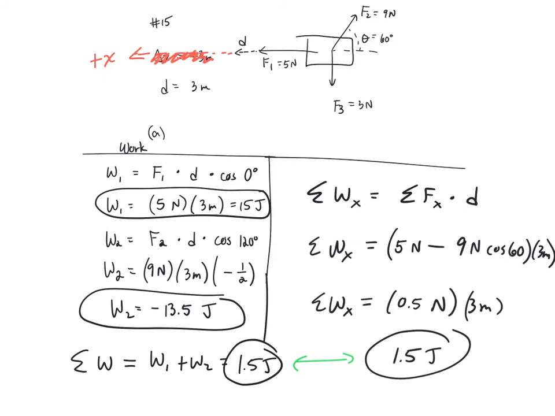Why didn't I care about the vertical component of F2? Why didn't I care about F2 sine theta, that vertical component of F2? It's not moving up or down. The work is done only left to right, so I care about the forces acting only left or right. F3 is also up and down, so F3 does not matter either.